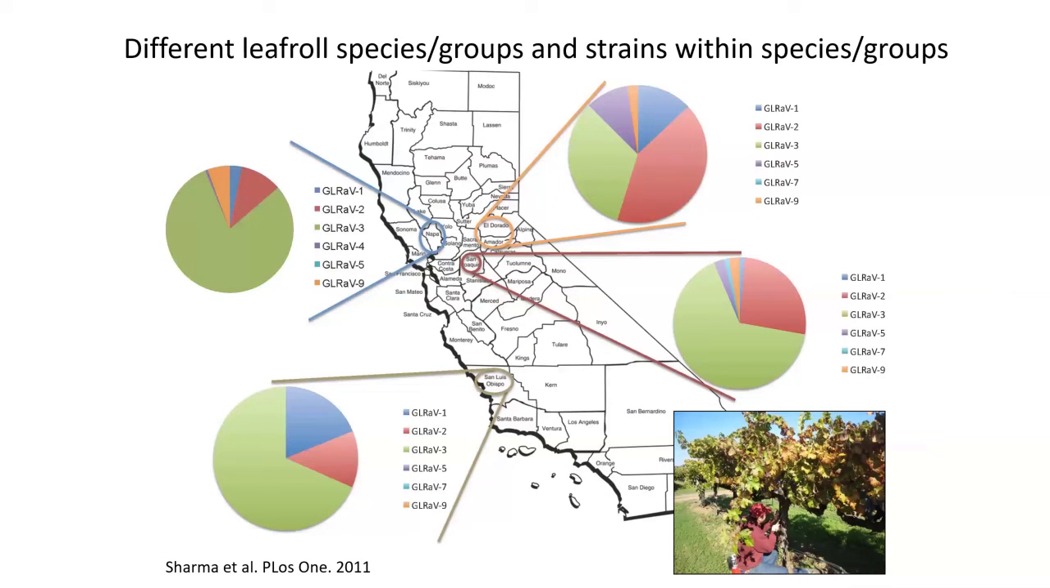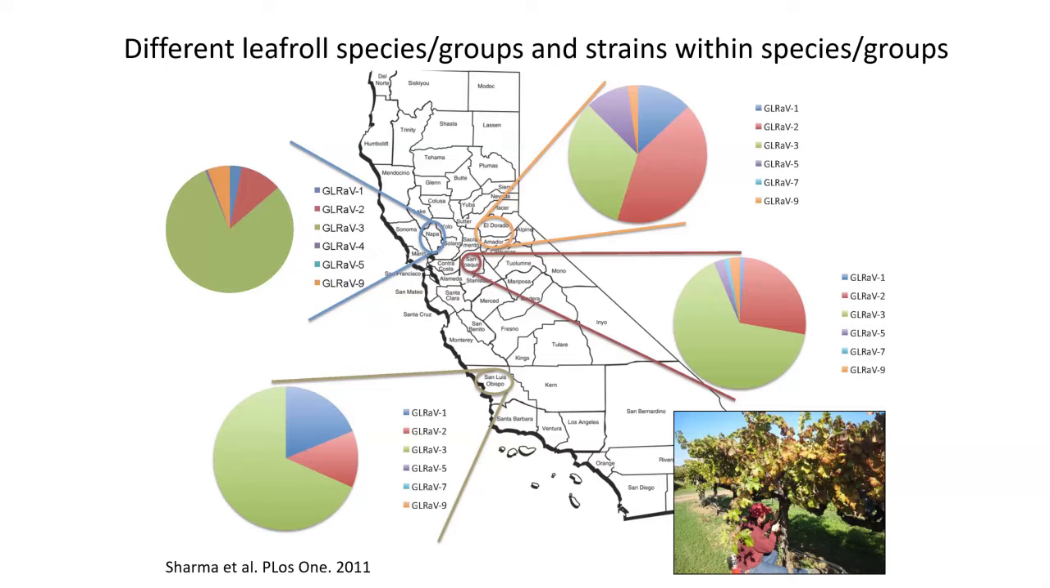We did some initial survey work with members of Rodrigo Almeida's lab. Monica Cooper was involved with this, as well as Lynn Wunderlich on the coast, in the foothills. And we were looking at the different species or groups of leafroll viruses that we were finding in the state of California. And as in many regions around the world, Leafroll 3, green in the pie charts, dominated what we were finding, curiously, except for the vineyards in the Sierra foothills, where we had Leafroll 2.